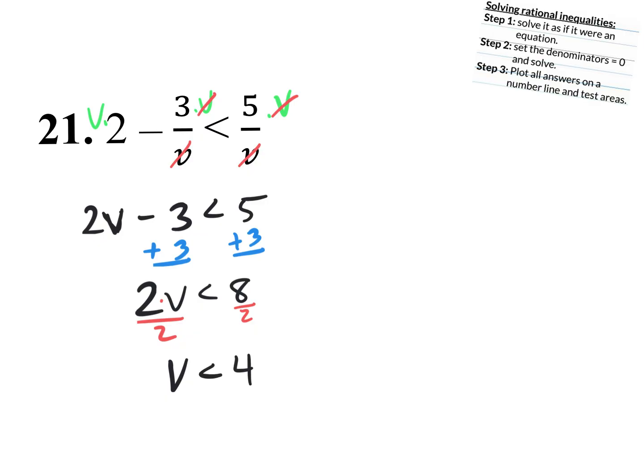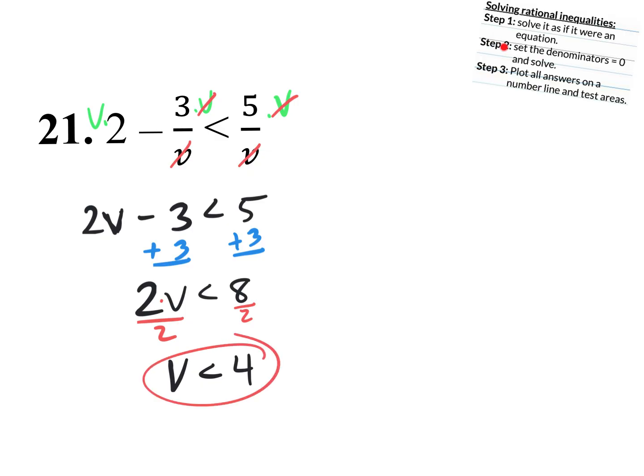You could have also changed this to an equal sign if you wanted to, and have v equals 4, or you could keep the inequality. That way it also helps you when you're getting your final answer. But anyways, this is our answer right here: v is less than 4.